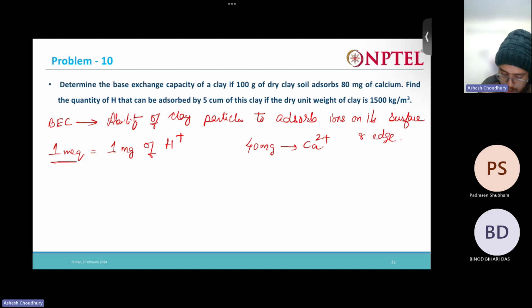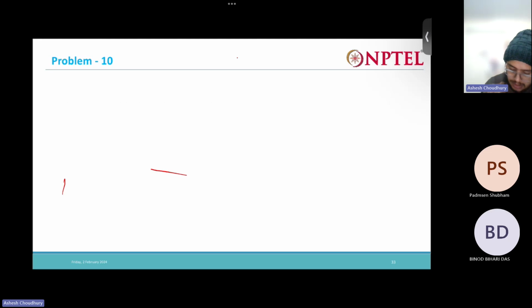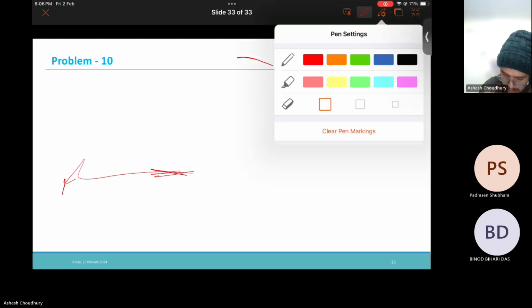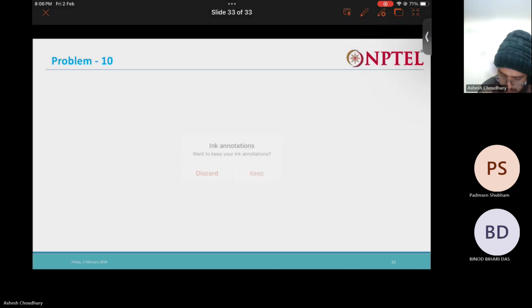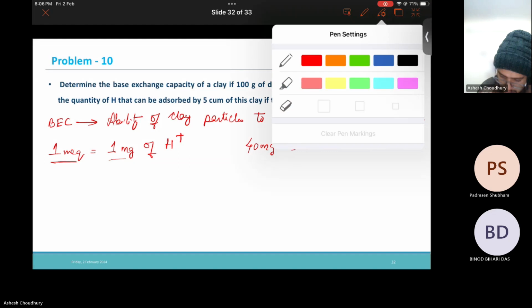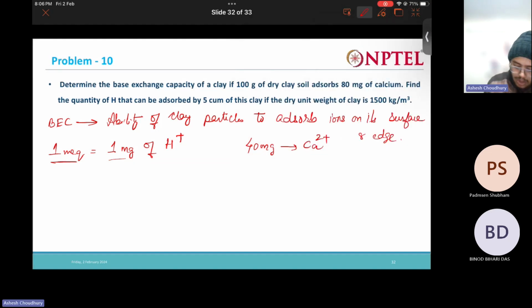Now, 1 milliequivalent, you are having 1 mg of H plus, but here two ions are there, right? So 1 milliequivalent is equivalent to 1 milligram of H plus, which is equivalent to 40 by 2. That is 20 milligram of Ca2 plus, because it has two ions.